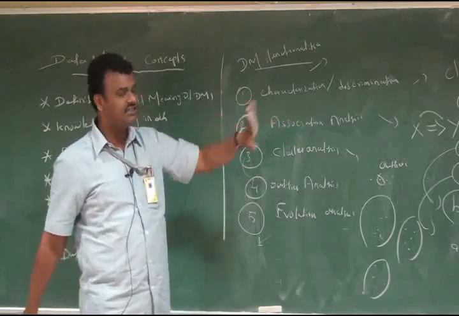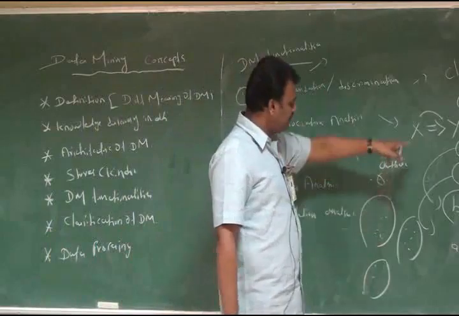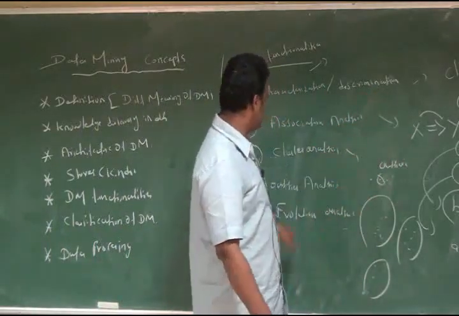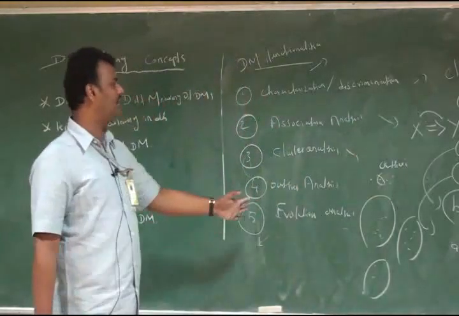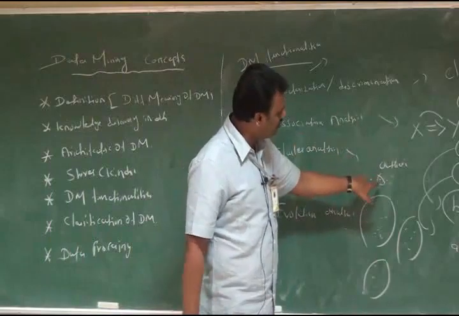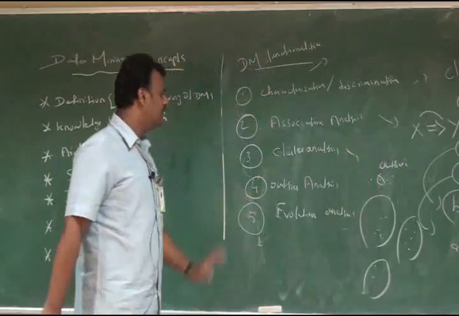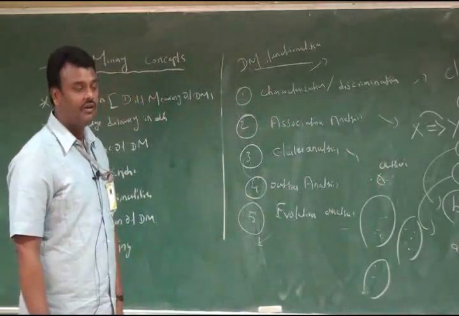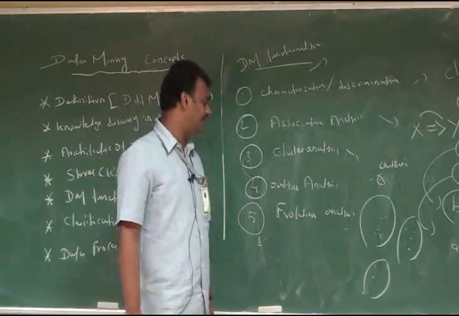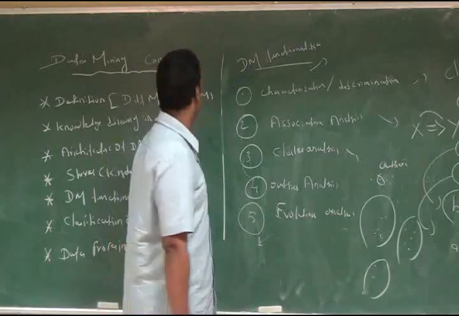Then association analysis, that is X tends to Y. Then cluster analysis means the similar objects are grouped together based on some interestingness measure. Outlier analysis: the data that fall outside of the cluster is called an outlier, and the analysis of the outlier data is called outlier analysis. The last one is the evolution analysis, where we find the trend or similarity for the particular data.